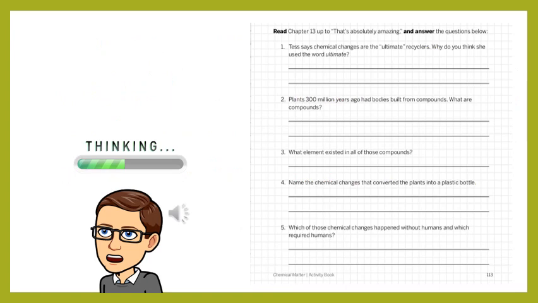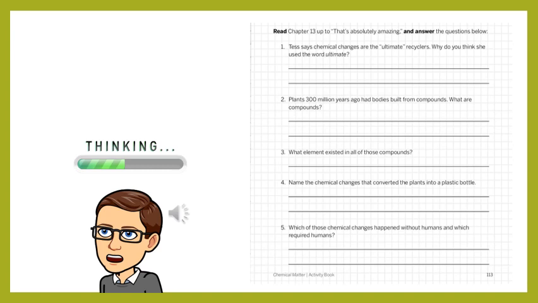Now that we've finished chapter 9, we're going to start on these questions to the right. Ignore at the top where it says read chapter 13. Ours is chapter 9. Number 1. Tess says chemical changes are the ultimate recycler. Why does she use the word ultimate? So give your own definition for the word ultimate. If I say this is the ultimate recycler or this is the ultimate pizza place, what might that mean?